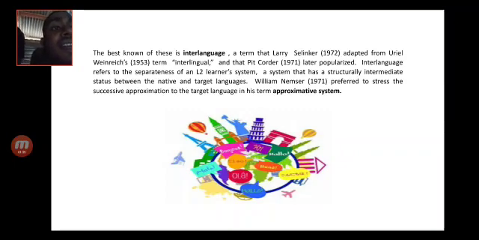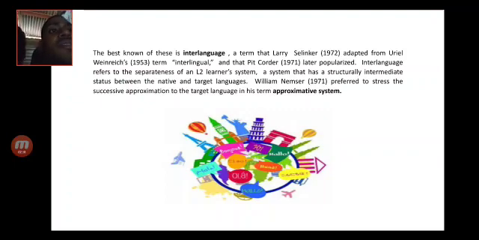The term interlanguage was coined by Larry Selinker in 1972, after Weinreich, 1953, and Corder, 1967, later popularized in the literature, and refers to the separateness of an L2 language system, a system that has a structurally intermediary status between the native and target language.